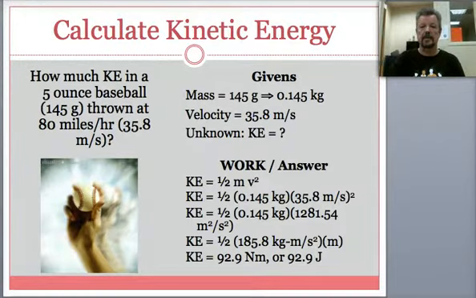Calculating kinetic energy. How much kinetic energy is in a 5-ounce baseball thrown at 80 miles per hour? Your givens are the mass is given as 145 grams, which you then convert to kilograms, giving you 0.15 kilograms. The velocity, 80 miles per hour, is converted to meters per second, or 35.8 meters per second.